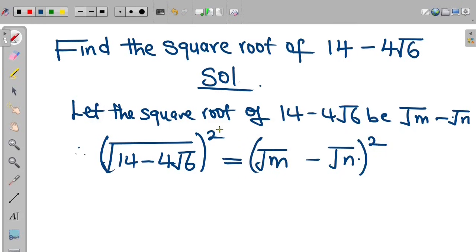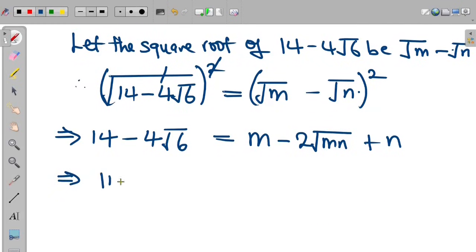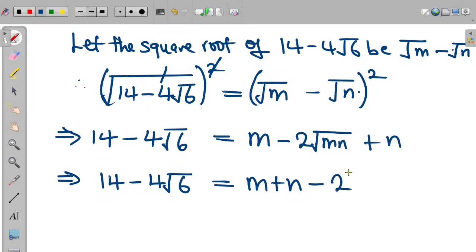So therefore, we have that square will take out root. At the left-hand side, we have 14 minus 4 root 6. Also, at the right-hand side, we have m minus 2 multiplied by root mn plus n. When you expand this bracket, you are going to obtain this expression here. So we have that 14 minus 4 root 6 is equal to, we can rearrange the right-hand side, m plus n minus 2 root mn.